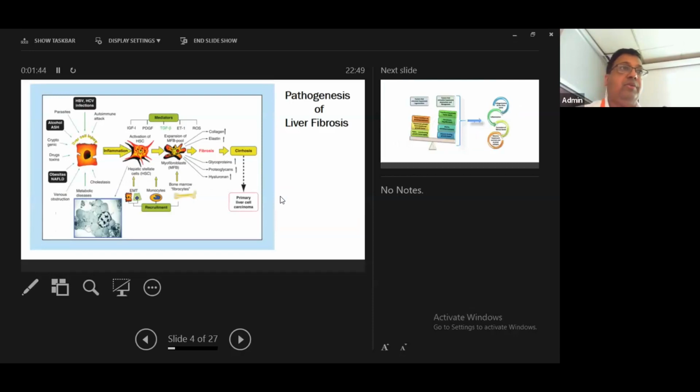This is the pathogenesis of liver fibrosis. Various agents like hepatitis B, hepatitis C, alcohol, NASH, and some metabolic diseases cause liver cell injury. It leads to inflammation and activation of hepatic stellate cells. Hepatic stellate cells lead to activation of myofibroblasts by these mediators, and myofibroblast activation leads to increased deposition of collagen and elastin, and it will lead to fibrosis and development of cirrhosis.